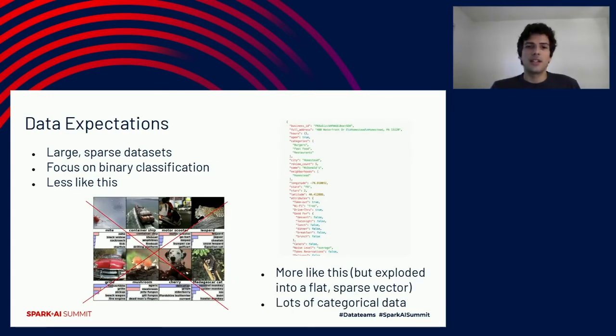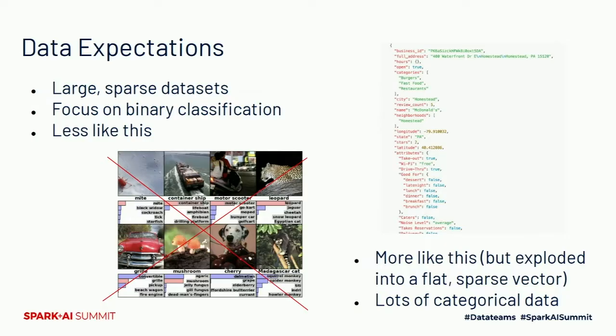The kinds of data that you'll expect in some of the deep learning settings that researchers work with are very dense data, like images or text. We're going to be focusing on different kinds of data today: large and sparse data sets, and we'll be looking at some binary classification tasks.